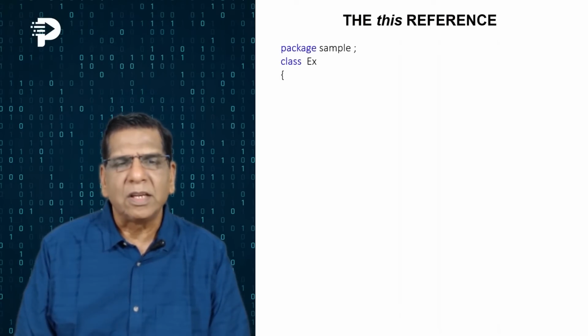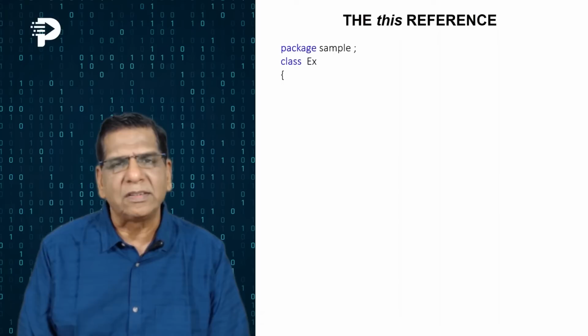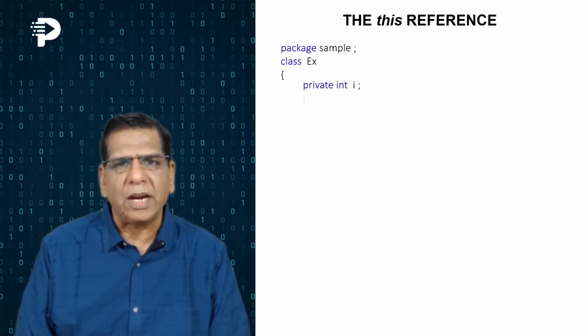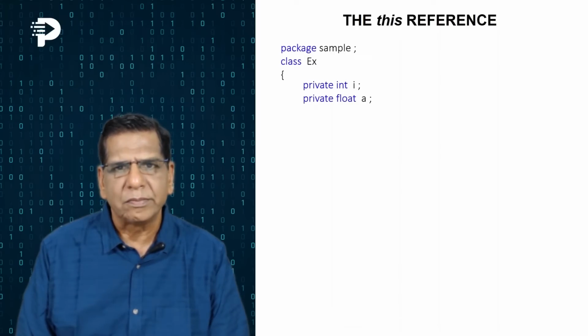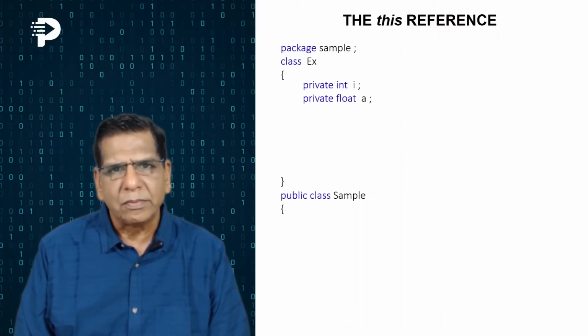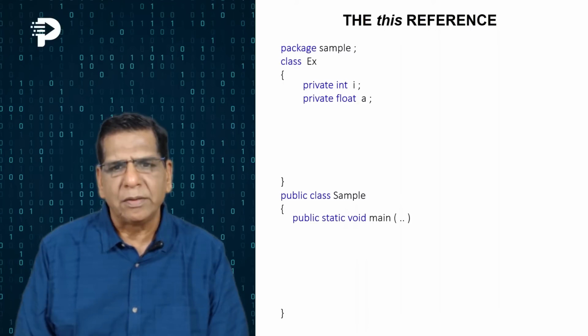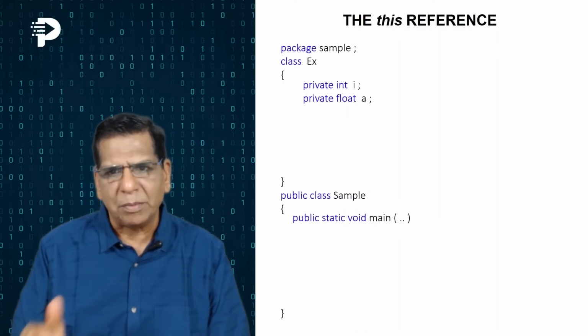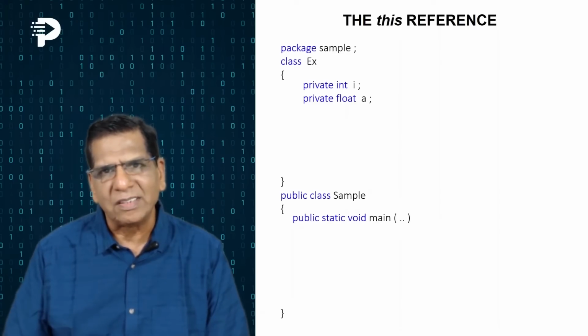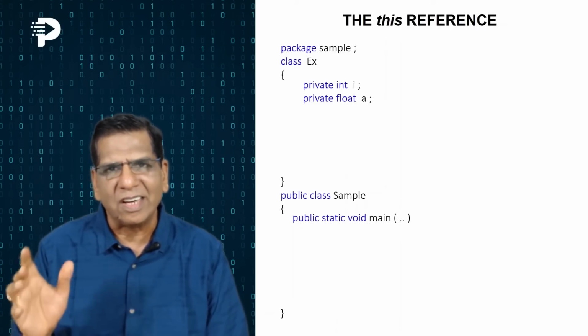We will begin with a class called EX present inside a package called sample. Within this class EX, we have a private int I and a private float a. Then we have a public class sample, in which we naturally propose to make use of class EX. So inside this class sample, we will have main. When I say main and dot, it means public static void main string args. So that string args is to be assumed.